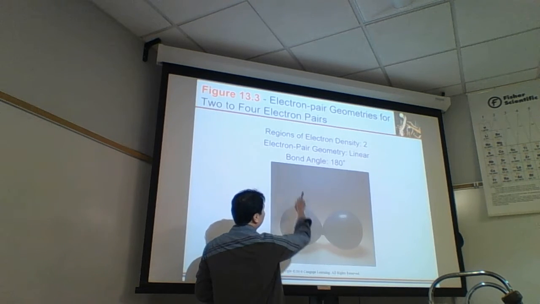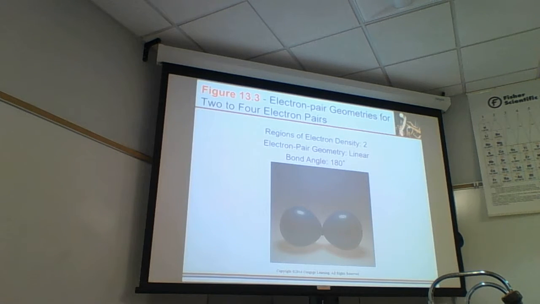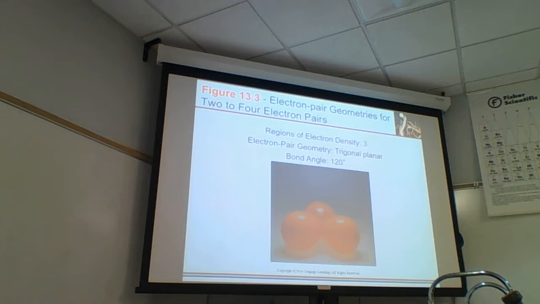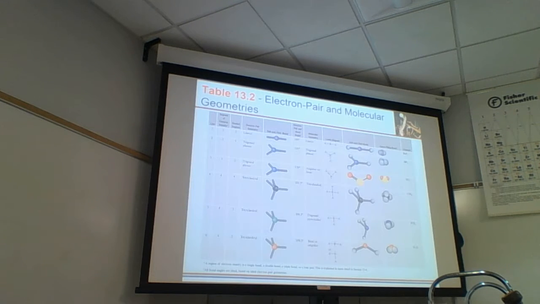So this is just showing a linear EPG with balloons. If we've got three balloons, we'll have trigonal planar EPG, angles 120. This is a tetrahedral EPG, angle 109.5. It's rounded, actually, to 109.5. So these are the scenarios for the shapes that we have.